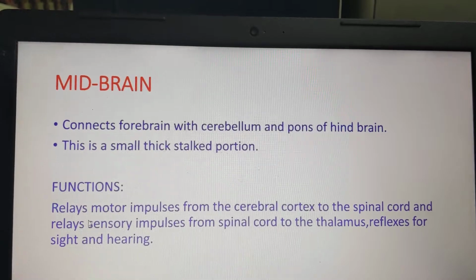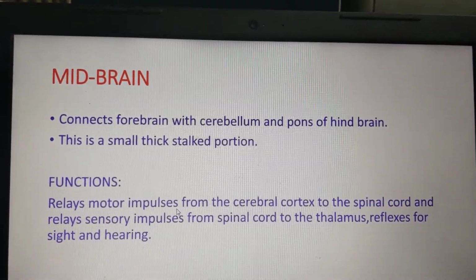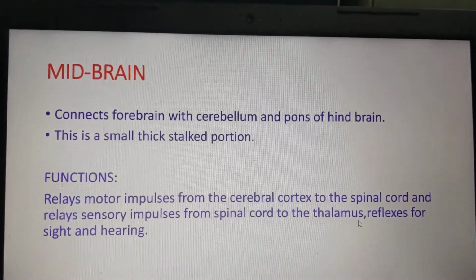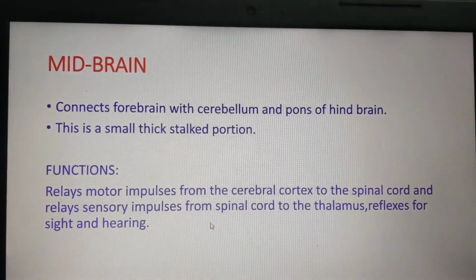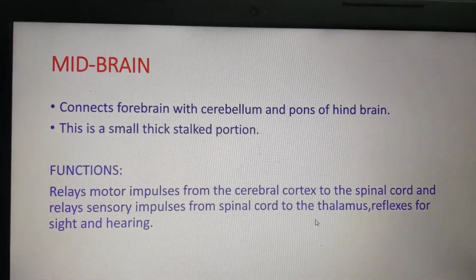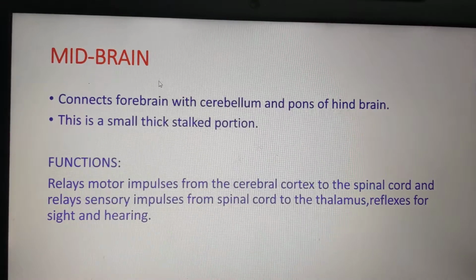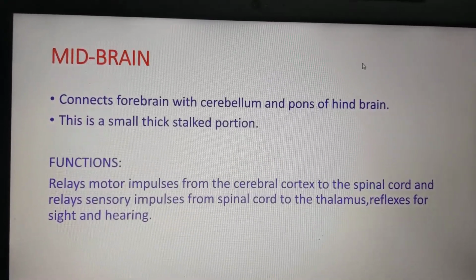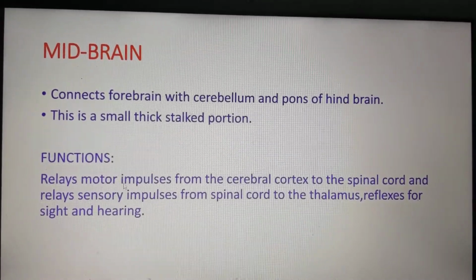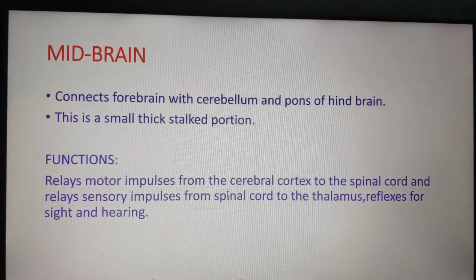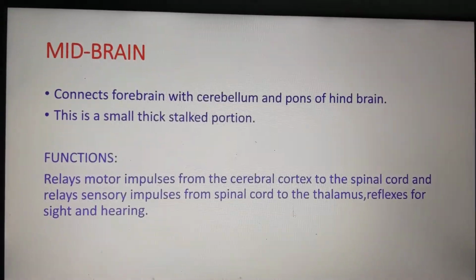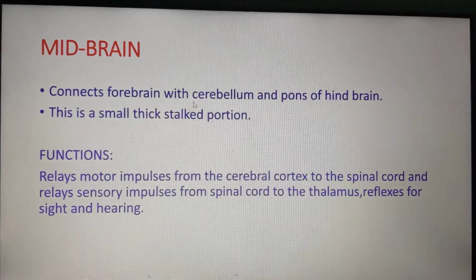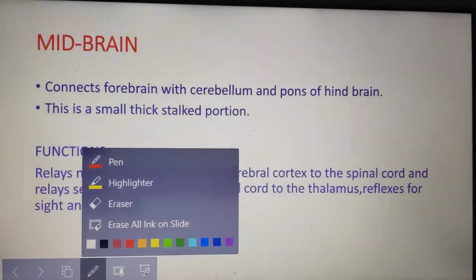What is the function? It relays motor impulses from the cerebral cortex to the spinal cord and relays sensory impulses from the spinal cord to the thalamus. That is, it relays motor impulses from the cerebral cortex to the spinal cord, and sensory impulses from the spinal cord to the thalamus, and reflexes for sight and hearing. So let me tell you what I mean.